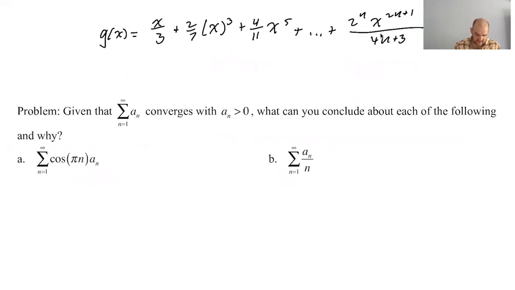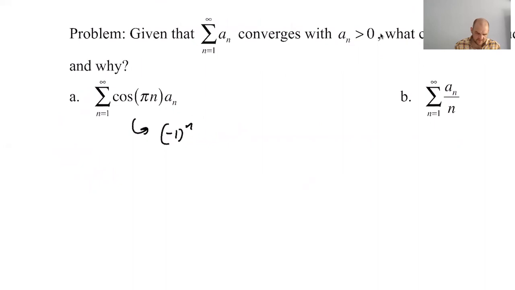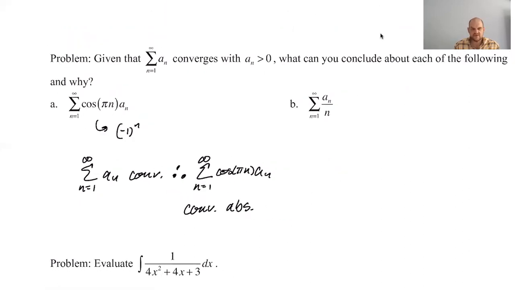Let's see what we know here. So given that this converges and a sub n is greater than 0, what can you conclude about each of the following? So this is basically -1 to the n, since when n is 1, you get cosine pi, which is negative. Which means that this converges. Therefore, the original series converges absolutely. Cosine of pi n a to the n converges absolutely. Just take the absolute value. It knocks out that, you just get back to a sub n, which we were told converges.